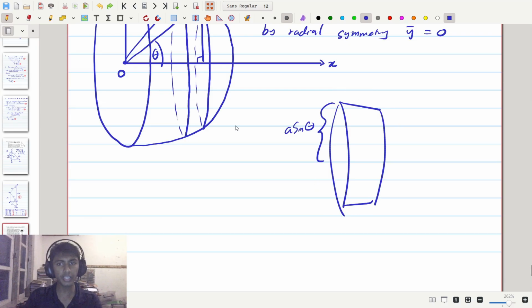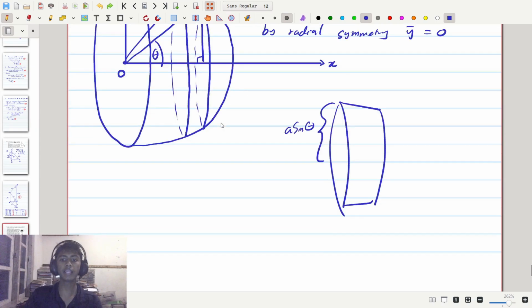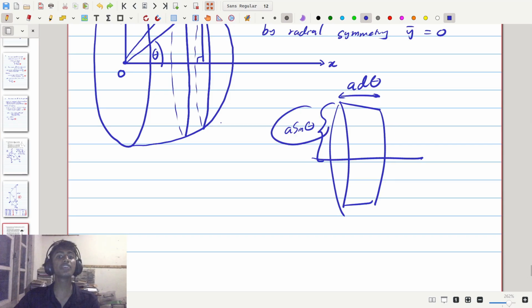And considering that cylinder, the curved surface's length here is going to be a, the radius, times d theta. So this curved surface is going to be a d theta, and in the limit that means that this flat surface here in the limiting cylinder is also going to be equal to a d theta. So this length is a d theta, and the radius here is a sine theta. So we have a little cylinder basically of radius a sine theta and a height of a d theta.